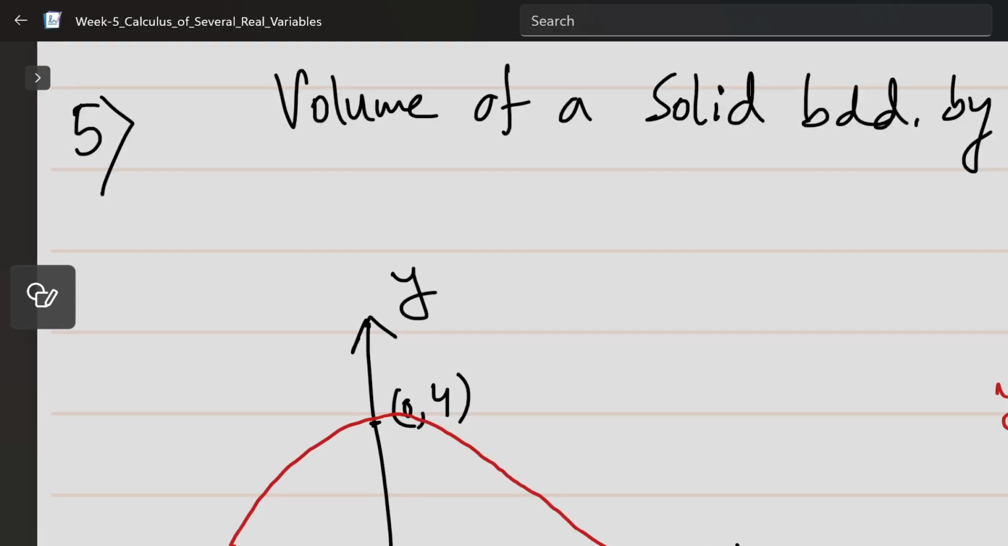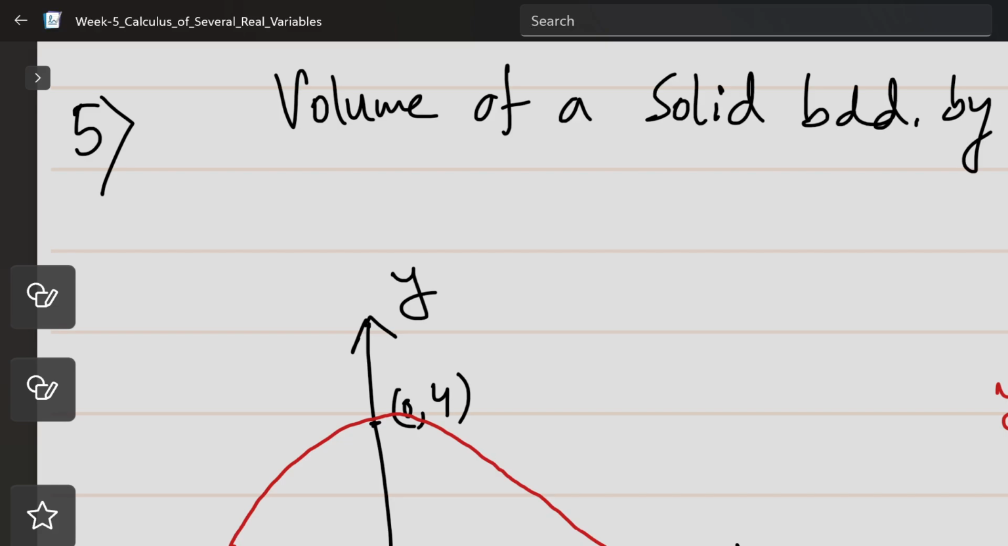First of all, y equal to x squared looks like this, and x equal to y squared looks like this. This you should know. And here y equal to 4 minus x square means this 0, 0 will shift to 0, 4. That's it.